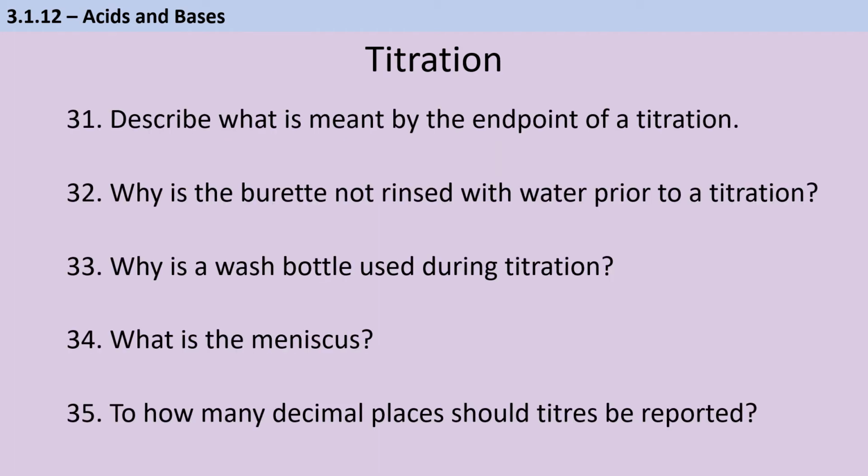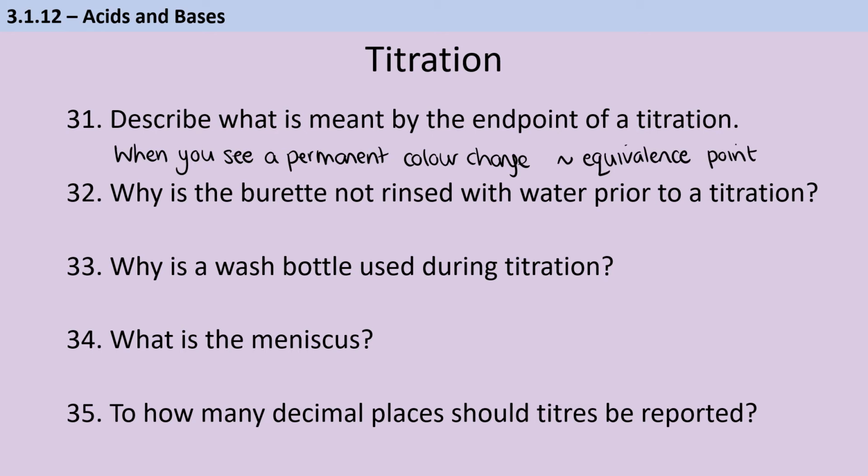We've already covered a few of these next questions within the last section, but anyway, the end point of a titration is that point where we see that permanent colour change. And if you've picked an appropriate indicator, then that should be at the same point as the equivalence point, which is where the solution becomes neutralised. But if you've picked an inappropriate indicator, they might not actually be at the same point.